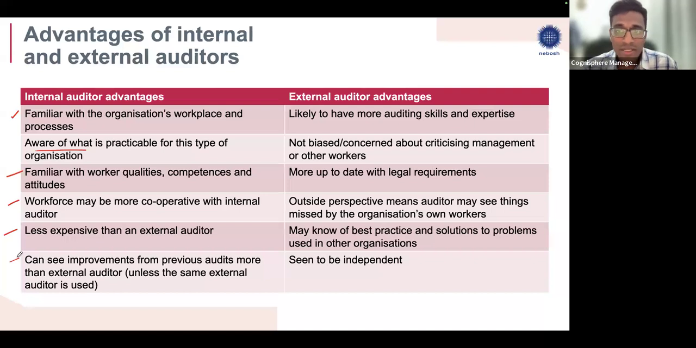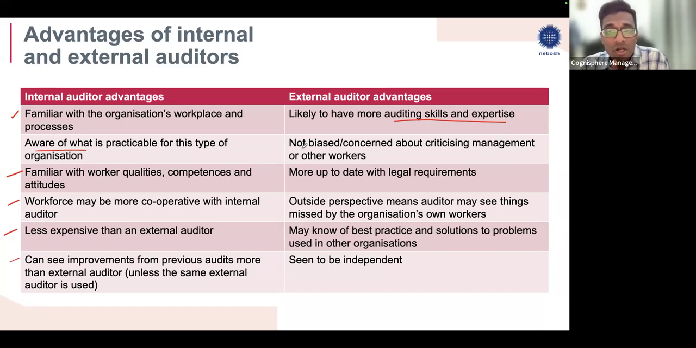External auditor advantage: likely to have more audit skills and expertise. So they go through an audit, they will define an audit criteria, they will define an audit plan, and then they go by the clauses of the ISO requirements. So they have the audit skills and the expertise.